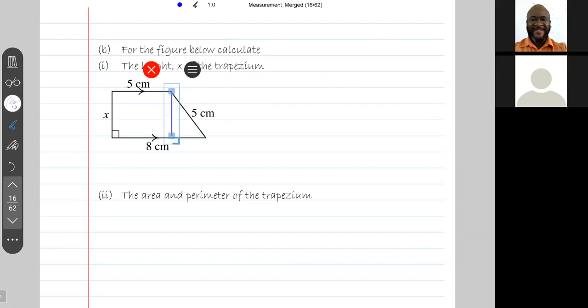All right, so I introduce a line here. Now, the line that I introduce is at right angles to this. So the fact that this is X means that this is also X. I just put in that line, it wasn't there. Now that line is going to cut the line at the bottom into two pieces. The piece on the left is going to be 5, and the piece on the right is going to be 3. Tell me if you agree.